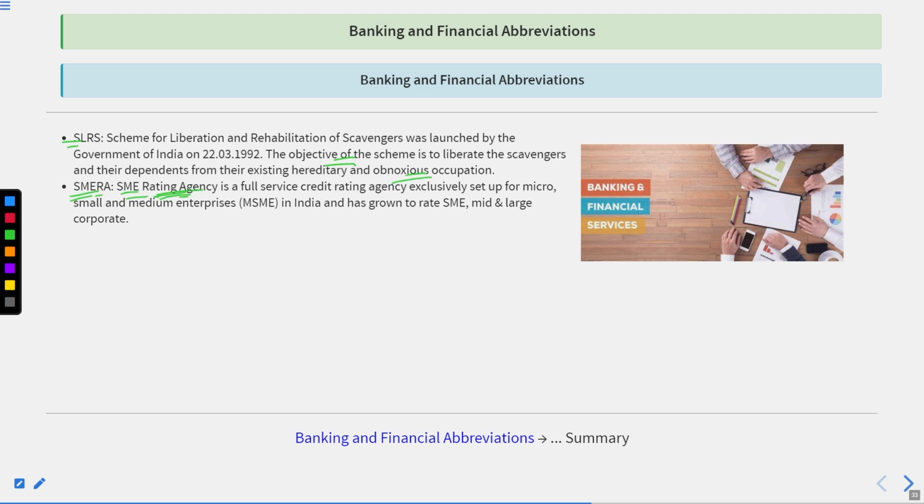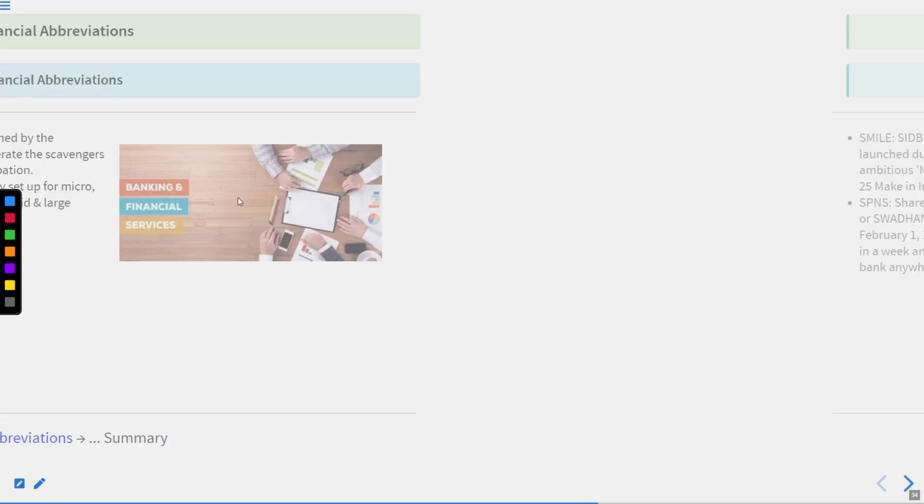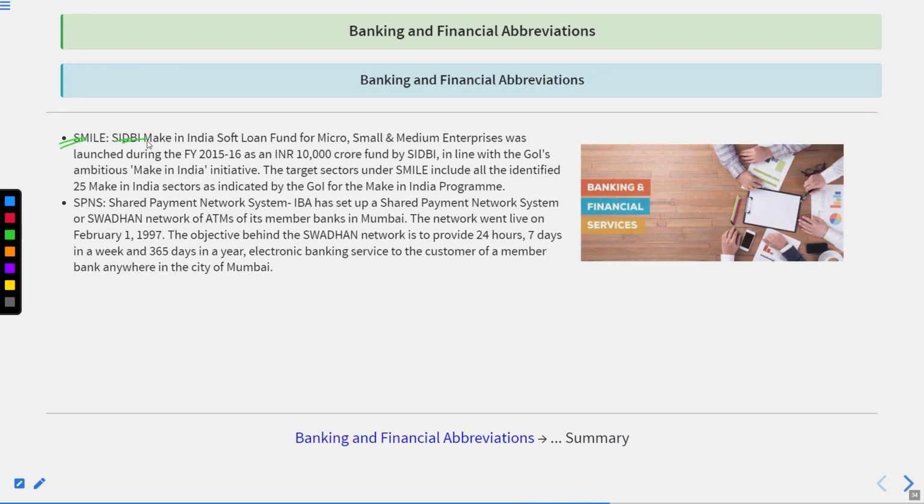SMERA, SME Rating Agency, is a full service credit rating agency set up exclusively for micro, small and medium enterprises in India, and it has grown to rate SMEs, mid and large corporates. SMILE, SIDBI Make in India Soft Loan Fund for Micro, Small and Medium Enterprises, was launched during financial year 2015-16 as an INR 10,000 crore fund by SIDBI, in line with the Government of India's Make in India initiative. The target sectors under SMILE include all the identified 25 Make in India sectors as indicated by the Government Make in India program.